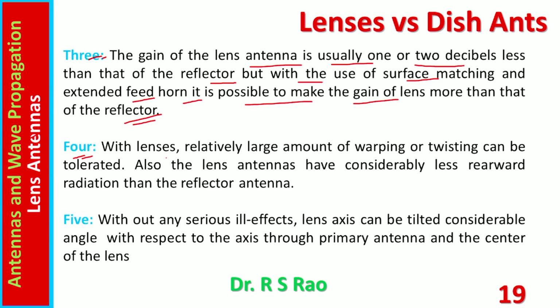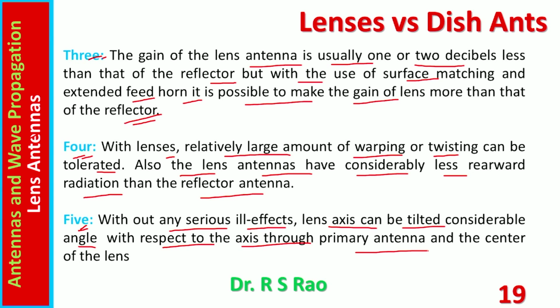Fourth point, with the lenses, relatively large amount of warping or twisting can be tolerated. Also, the lens antennas have considerably less rearward radiation than reflector antennas. Fifth point, without any serious ill effects, lens axis can be tilted considerable angle with respect to the axis through primary antenna and the center of the lens.